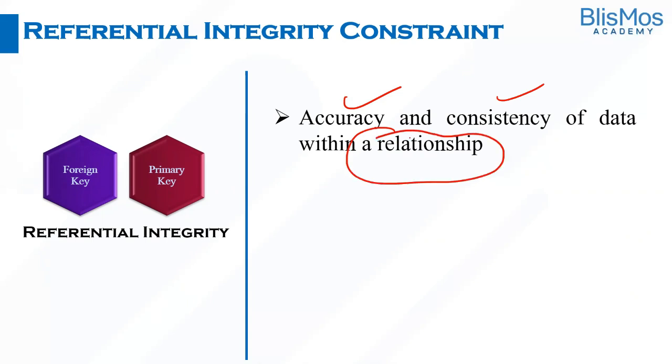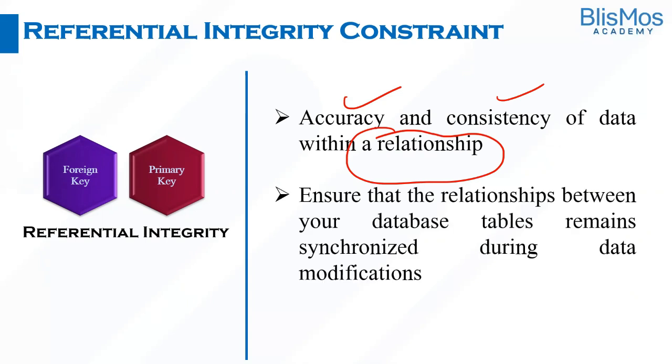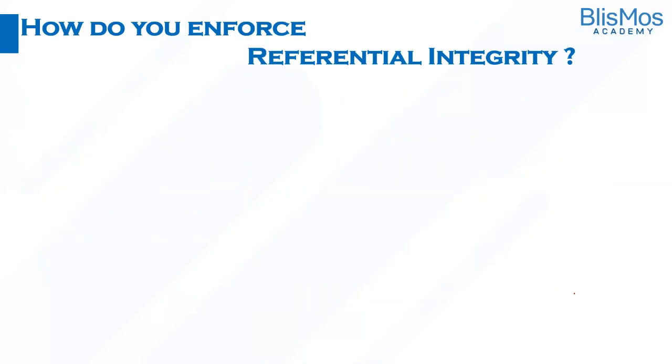We already spoke about what exactly a relationship is in data terms. Referential integrity also ensures that the relationship between your database tables remains synchronized during data modifications. Very, very important part. So this ensures that tables remain synchronized if there are any modifications to the data in the tables involved in the relationship. So we understood what referential integrity is. But how do we enforce referential integrity?